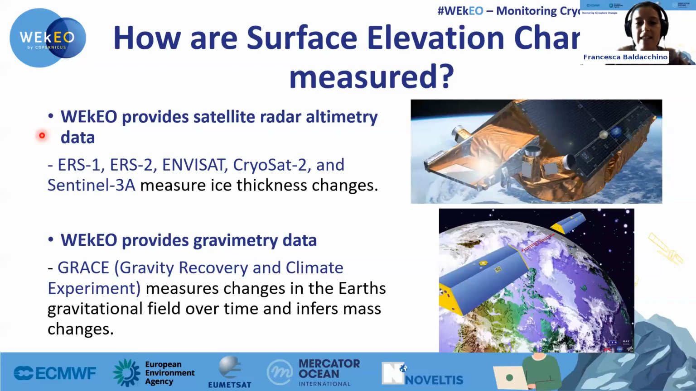So WEkEO provides satellite altimetry data, which is fantastic. And from this, you can measure ice thickness changes. And WEkEO also provides gravimetry data, which measures changes in the Earth's gravitational field over time. And this infers mass changes as well. So WEkEO has a wide range of surface elevation changes for the Antarctic ice sheet, which is really easy to download and really useful to use to try to understand the dynamics.